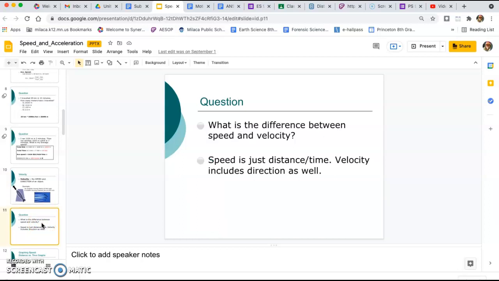All right, so here's a question for you. What is the difference between speed and velocity? Well, we know that speed is just distance over time, right? So miles per second or miles per hour or meters per hour, or maybe kilometers per hour, because we said that was the unit. And also remember, the unit is very important. Otherwise, we get lost with where we're at. Velocity includes direction as well. So velocity includes the speed and the direction.